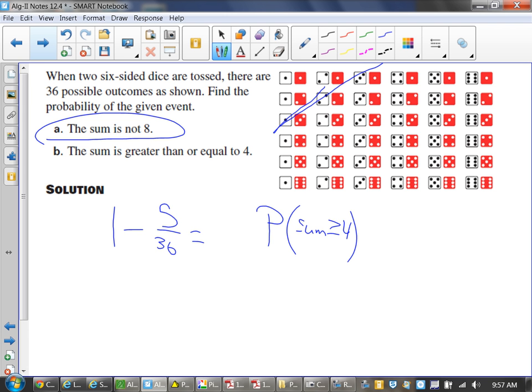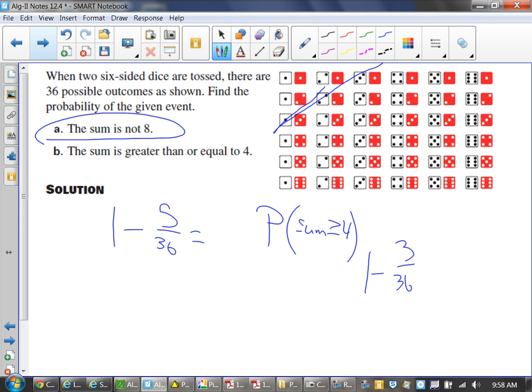Since there's only 3 of them that are not going to be, we look at the less than 4. So there's 1, 2, 3. So we say 1 minus 3 out of 36. Working with complements is just quicker. Okay? It's just a little bit quicker to work with.